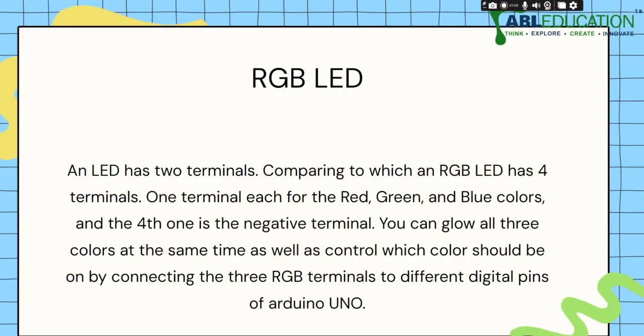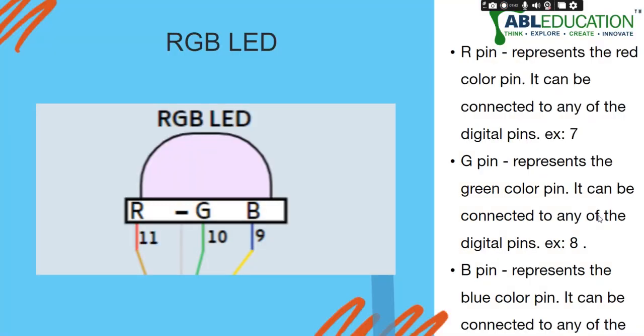So basically an LED has two terminals and our RGB LED has four terminals. As I've already explained, red, green and blue colors are the three terminals, and the fourth one is the negative terminal. The negative terminal has to be connected to the ground, and if you connect a 5-volt pin to the red color, the red color will glow, green color will glow, and similarly blue. And you can also glow combinations of these colors, and you can glow multiple colors as well by connecting them to digital pins and coding it in your own unique way.